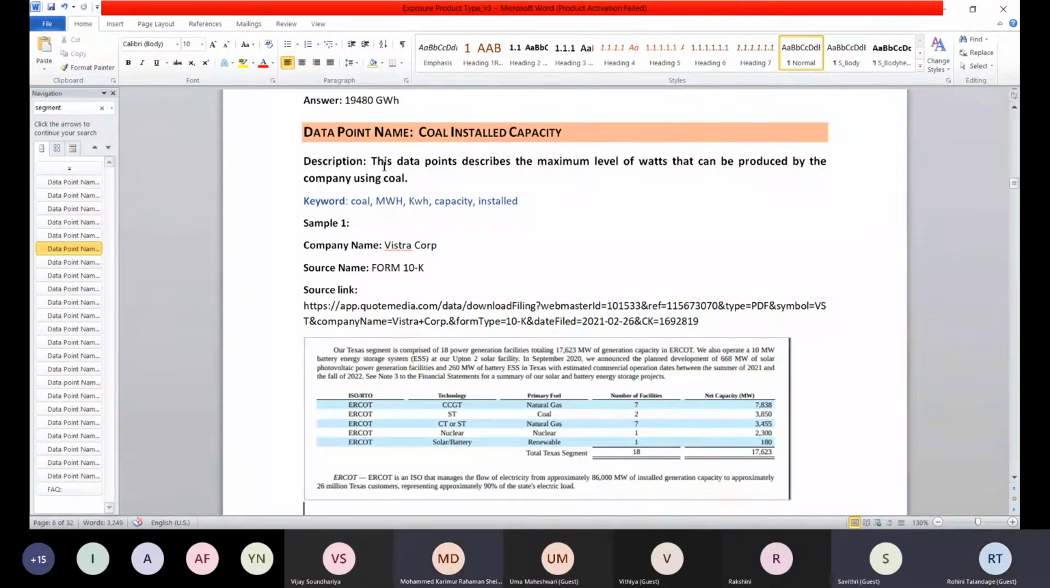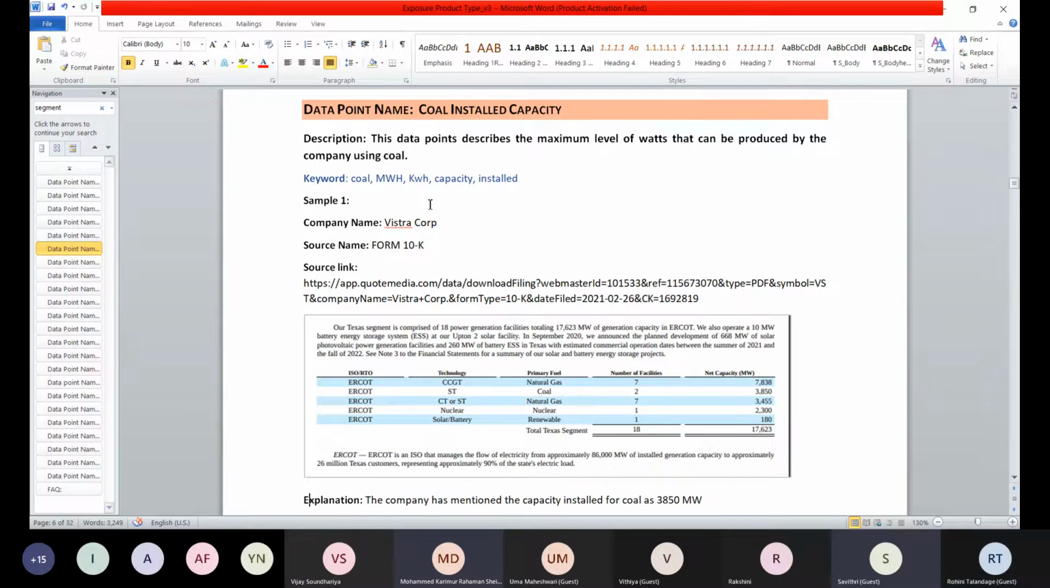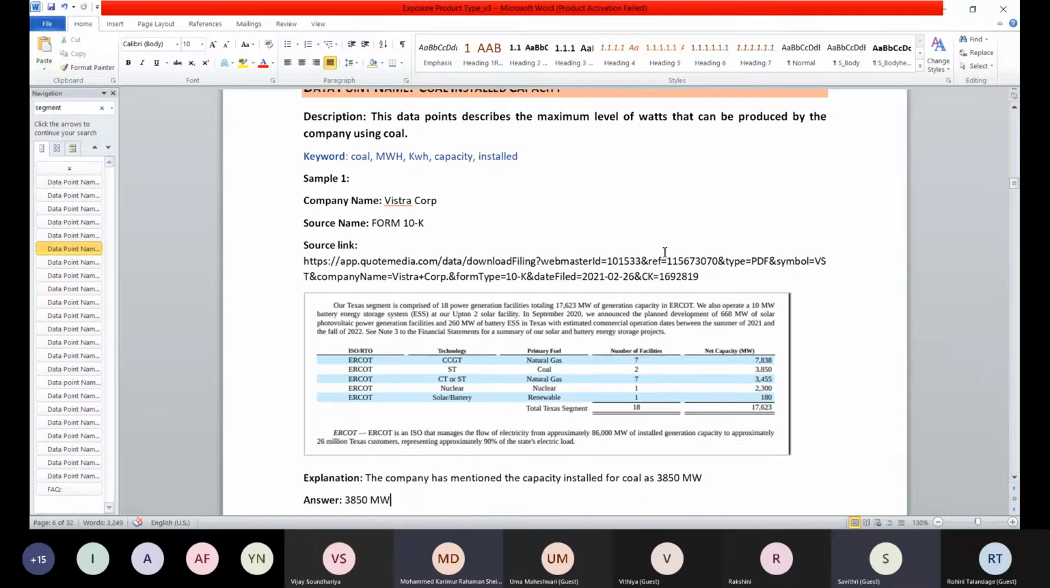The description says this data point describes the maximum level of watts that can be produced by the company using coal. For example, if a company has 100 megawatts of capacity, that is the coal installed capacity the company has. How much the company actually generates from that will be different. So from this 100 megawatts, I can generate 1000 megawatt hours of electricity. That will be the explanation for this capacity.